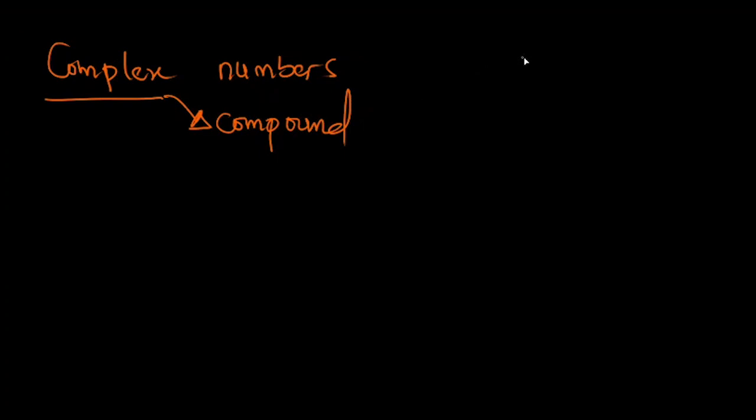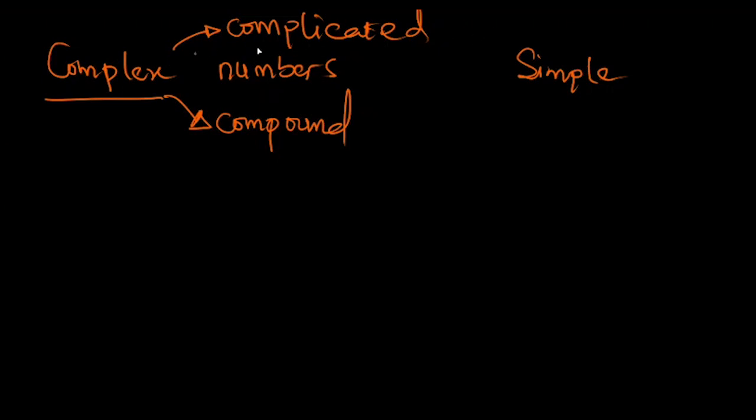The opposite of that is simple, as we know. When we say something is simple, we mean it's just individual, it's just one particular thing. But when we say something is complex, in this case, we're not talking about something that is complicated. It can also mean complicated in an English sense, like saying it's such a complex question. But in this case, that's not what it means. It just means a compound, a combination of two or more parts.